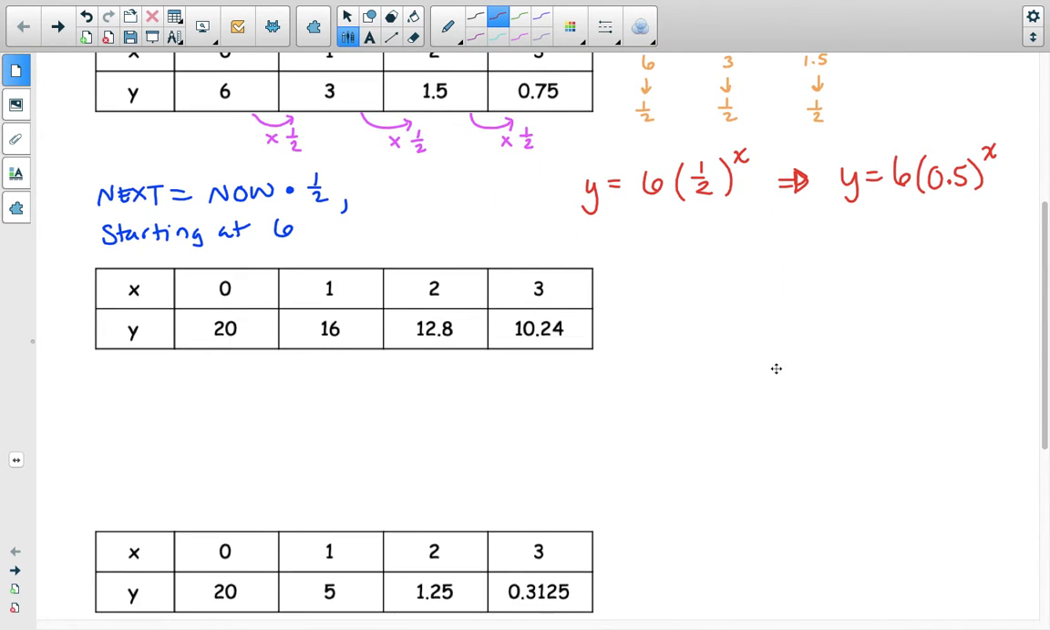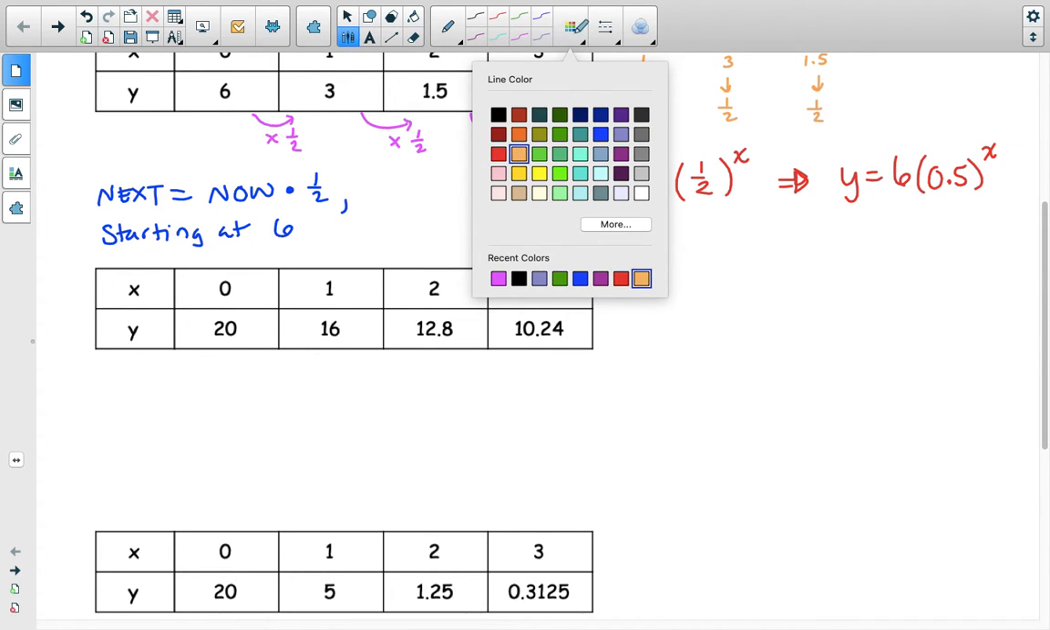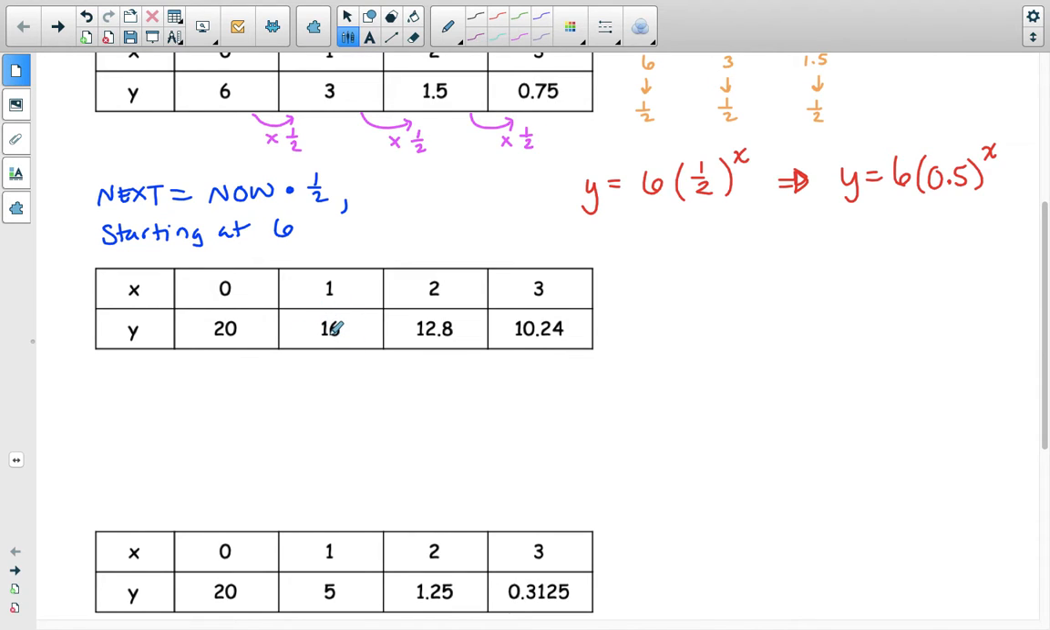So if we look at the second one, we can see as the x's increase, the y's are getting smaller, but not by subtracting the same amount each time. And again, this one might be a little harder to just automatically recognize what's being multiplied. So that's why we use the simple math of taking your y value and dividing it by the previous. So we take the 16 and divide it by 20. We get a decimal. We get 0.8. This is smaller than 1.